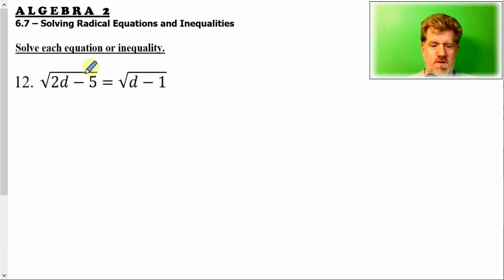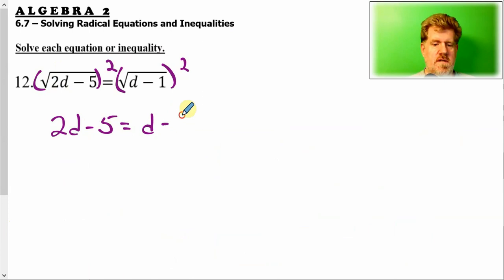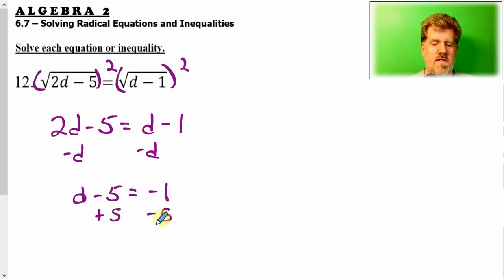We're square rooting both sides, so we'll just undo it. We'll square both sides. We end up with this. Looks good. Solve like normal. Subtract a d from both sides. Get d minus 5 equals -1. Add 5 to both sides. Get d equals 4. Let's see, does that work?